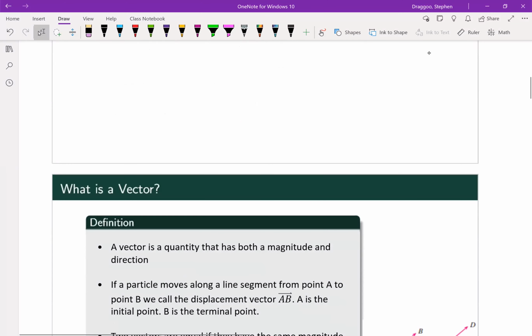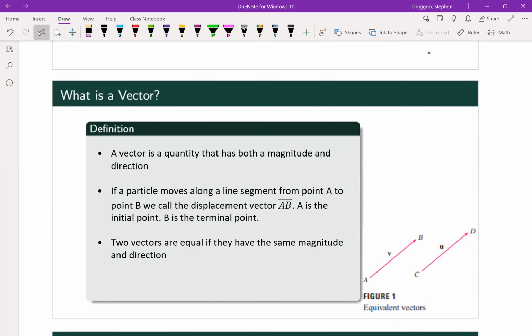So let's start off with the simplest part. What is a vector? A vector is a quantity that has both a magnitude and a direction. And if we pick two points and we call them A and B, then the displacement vector AB is going to be the directed line segment that moves from point A to point B. So for the vector, it will matter which letter comes first.